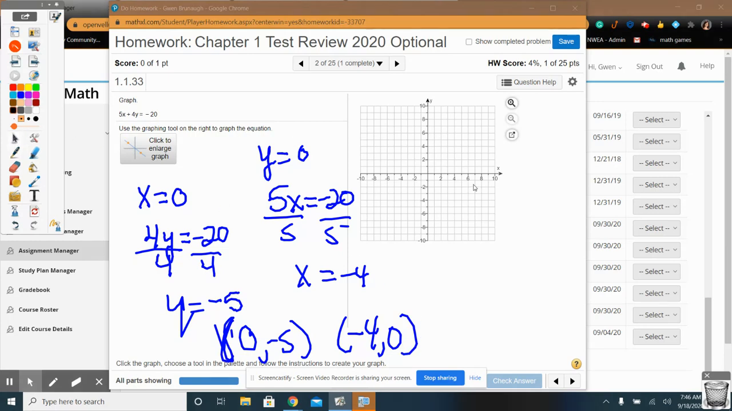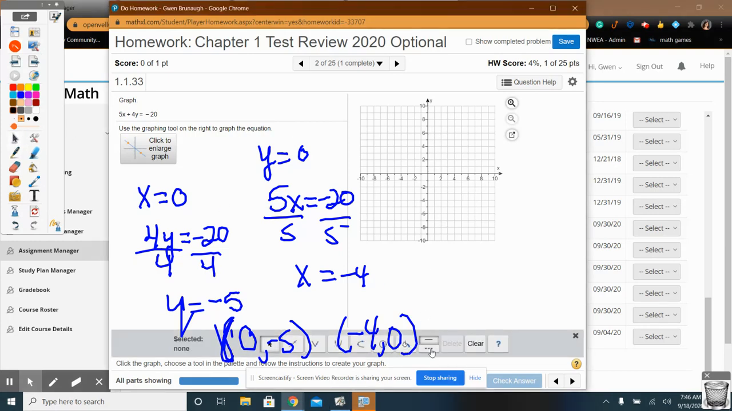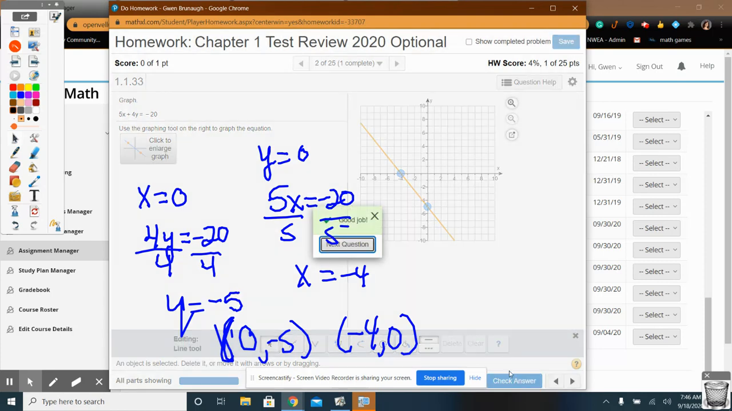If I plot those points in my graph here, 0, -5. Oh, I thought I had a line here. And then -4, 0. There we go. Good job.